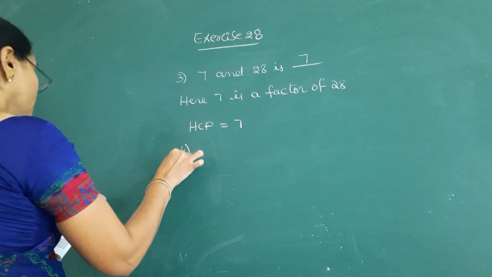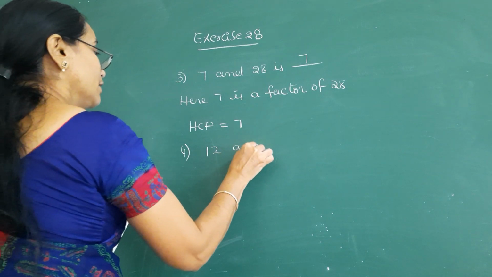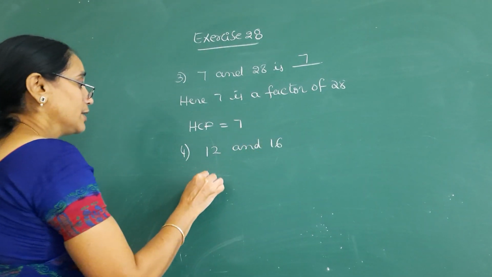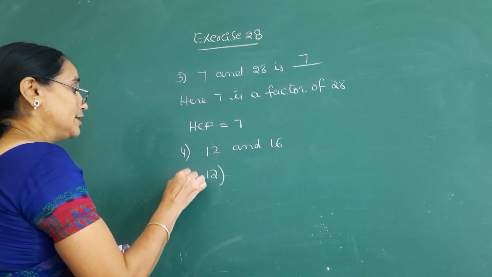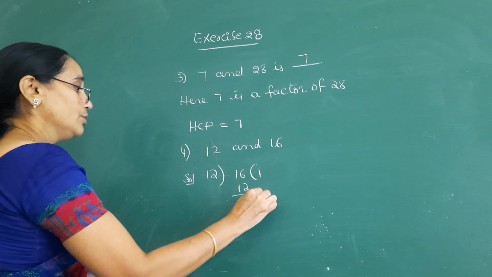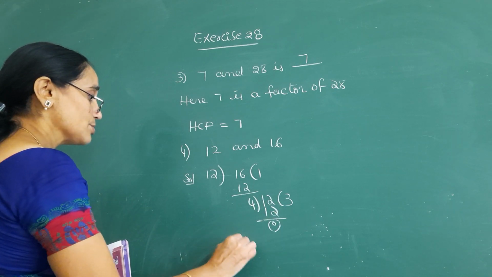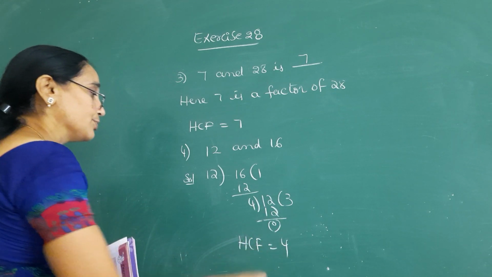Now see the fourth problem, 12 and 16. Take 12 as divisor and 16 as dividend. 12 ones are 12, remainder 4. Drop 12. 4 threes are 12, remainder is 0. So HCF is equal to 4.